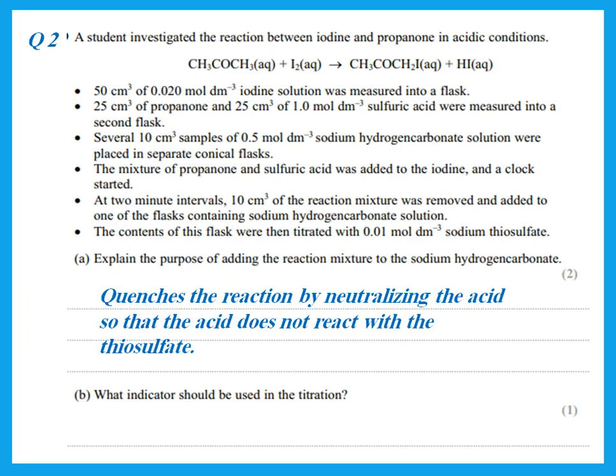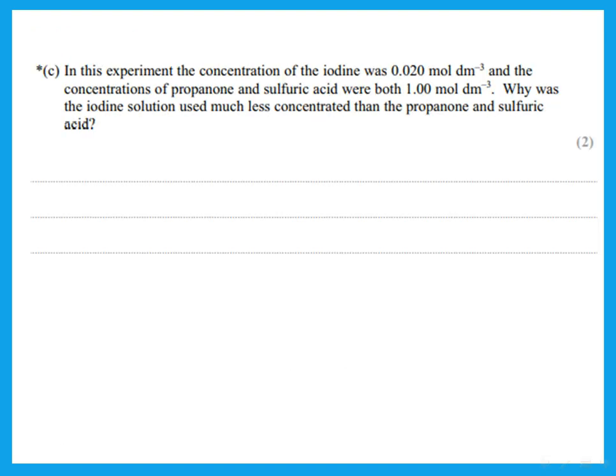What indicator should be used in the titration? Of course, we said if we're titrating a solution that has iodine, we use starch solution. In this experiment, the concentration of iodine was 0.02 and the concentration of propanone and sulfuric acid were both 1 mole per decimeter cubed.